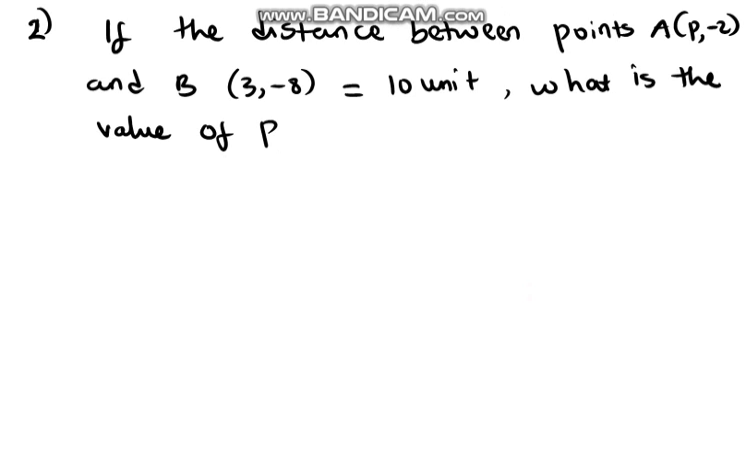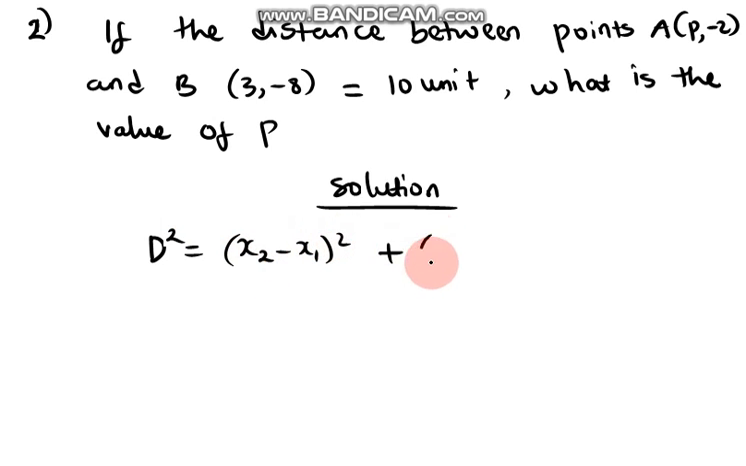If the distance between point A, that's p comma minus 2, and B, 3 comma minus 8, is equal to 10 units, what is the value of p? So to look at this, we are going to look at what we have been given. We have been given our d. So we have our d square is equal to x2 minus x1 all square plus y2 minus y1 all square.